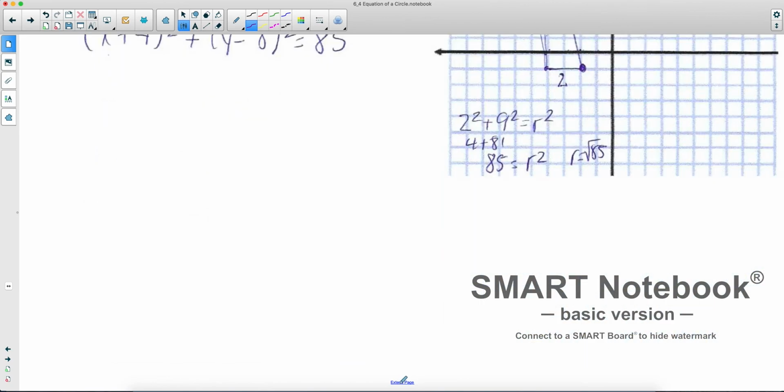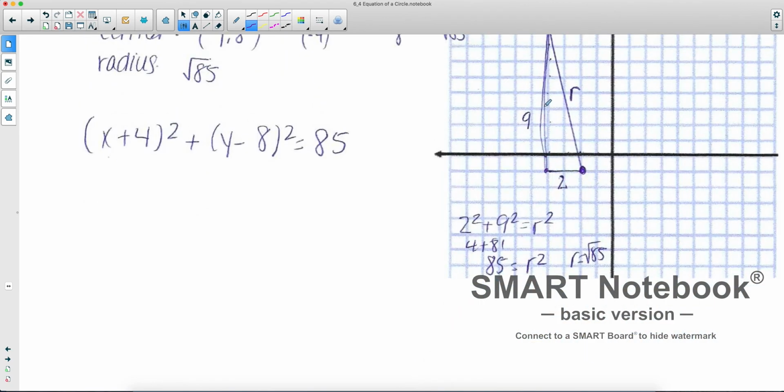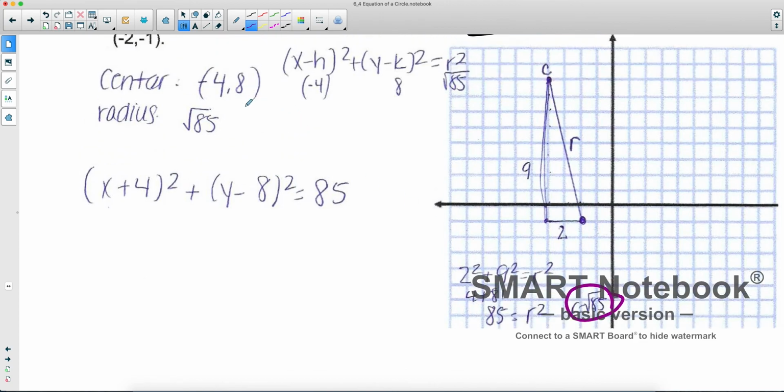When we do that, we find that it's 2 across and 9 up. So we get 2 squared plus 9 squared equals r squared. So r squared equals 85. That means that the radius is the square root of 85. All right. Then we have everything that we need. We have our center and a radius. When I plug it into my formula, I finally end up with (x plus 4) squared plus (y minus 8) squared equals 85. Again, reiterating, it's negative 4 here, positive 4 here. It's positive 8 here, negative 8 here, and I'm squaring my radius to give me 85. And there is your final equation.